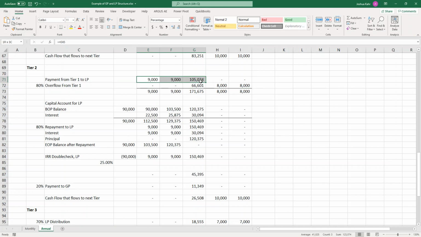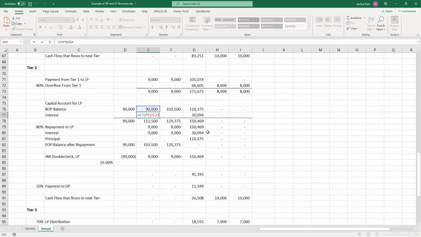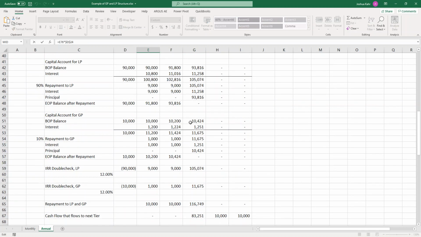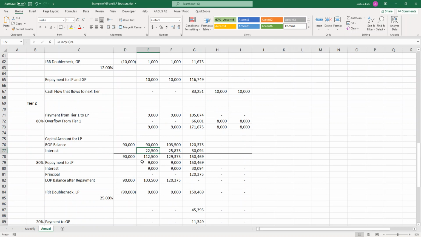So if this is what they got at tier one, and this is 80% of everything left over, because that's the leftover. That's 80% of that, basically. There it is. What would we have? Okay. Then what we do is the same capital account math we did before, but now instead of solving for a 12% rate of return, we're solving for a 25% rate of return. You'll notice E76 times D24. D24 is 25%. So this is what we would need to give them to get them 25% on their money if we gave them 80% of the cash up to a 25.